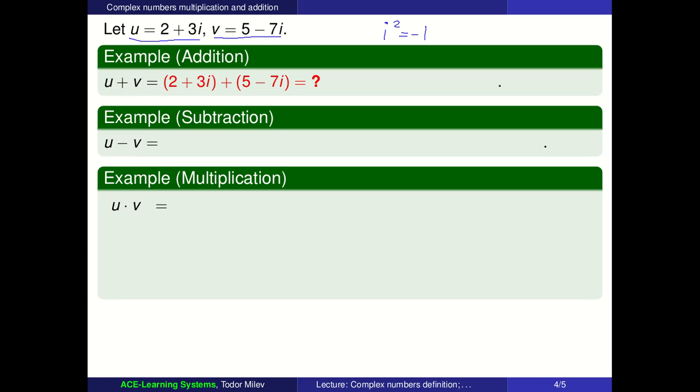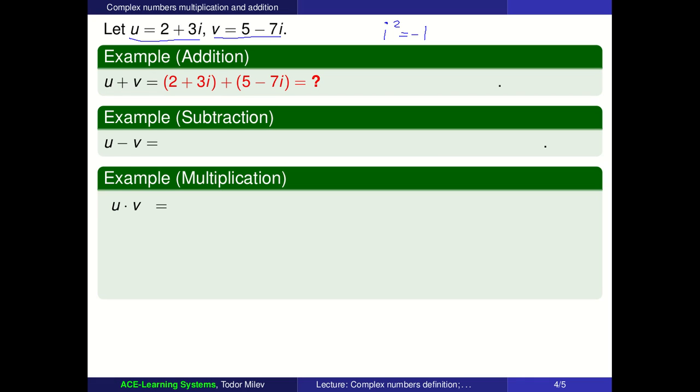Now let's start with the sum of the two numbers. Since u is 2 plus 3i and v is 5 minus 7i, we can replace u with 2 plus 3i and v with 5 minus 7i. As you can see, the notation for complex numbers more or less follows the notational conventions for arbitrary numbers. Alright.